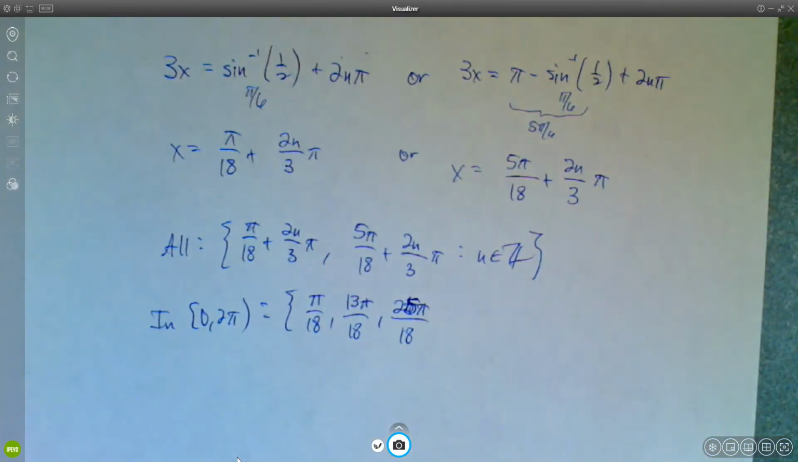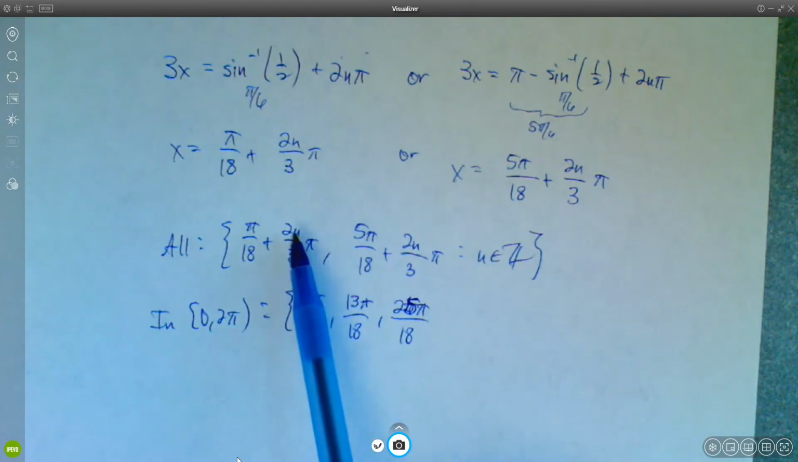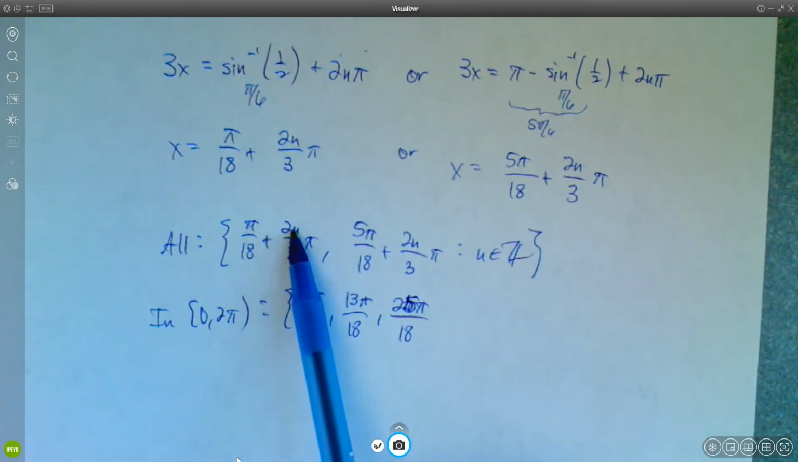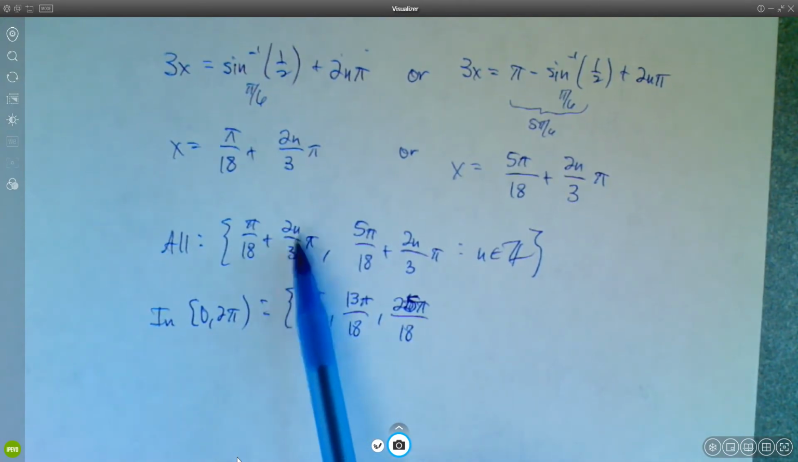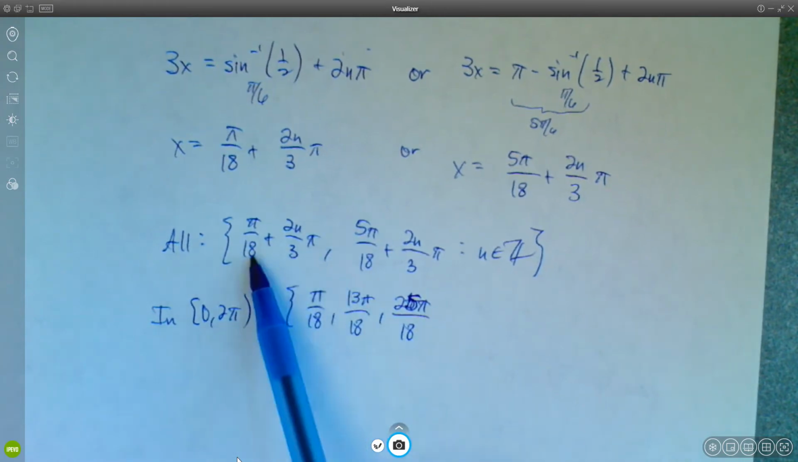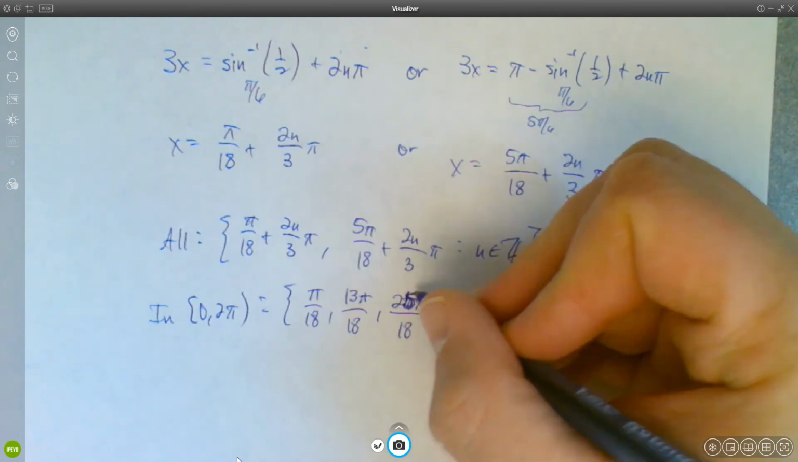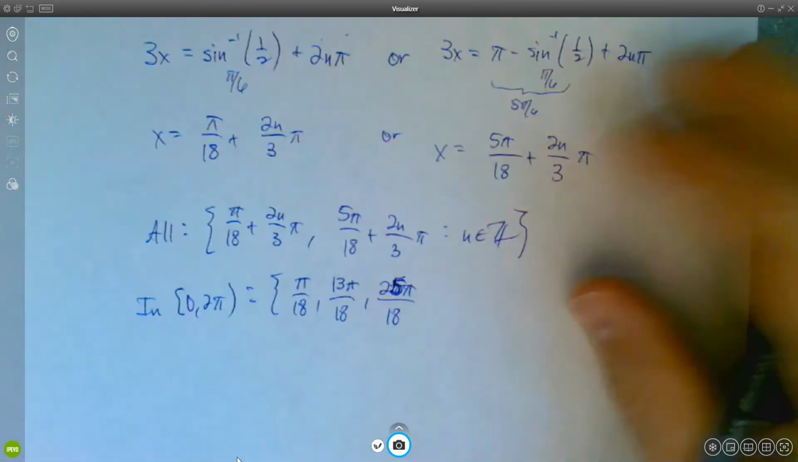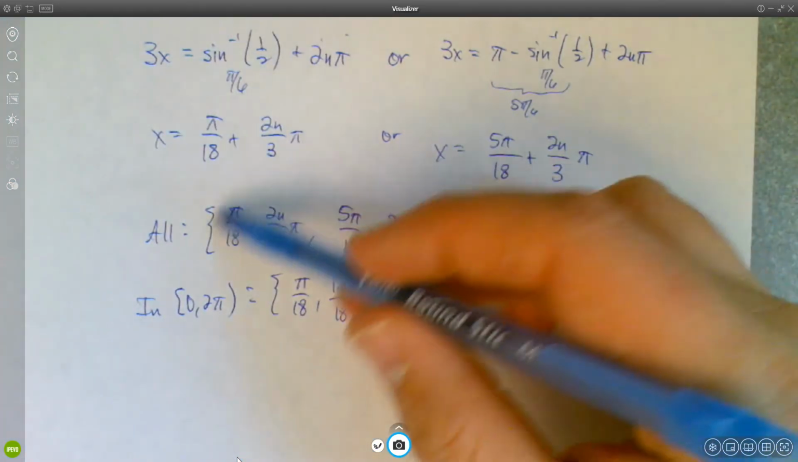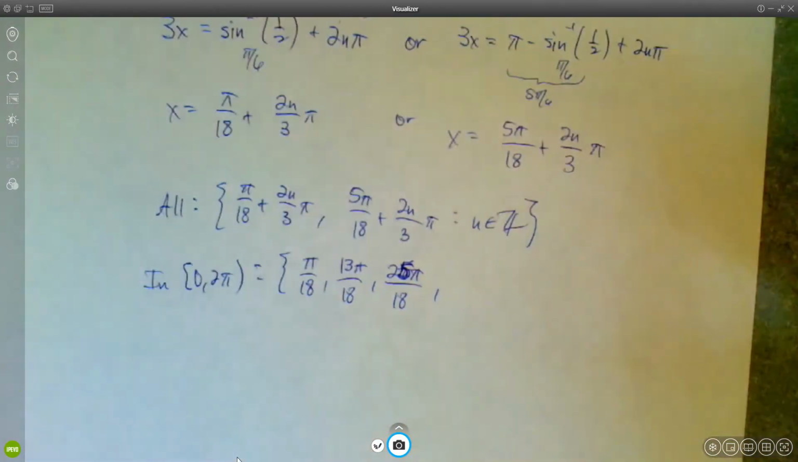Well, what if I plug in 3? If I plug in 3, I get 6 pi over 3, or in other words, 2 pi. Well, 2 pi plus pi over 18 is obviously more than 2 pi. So if I plug in 3, then I've gone too far. But those 3 solutions are generated from this first rule. Now I'm going to get probably 3 more generated from this second rule, right?